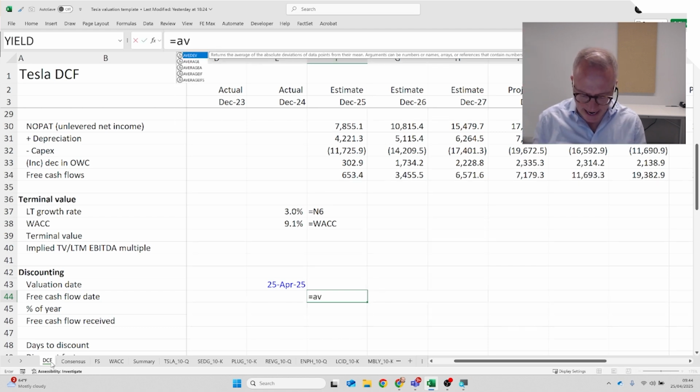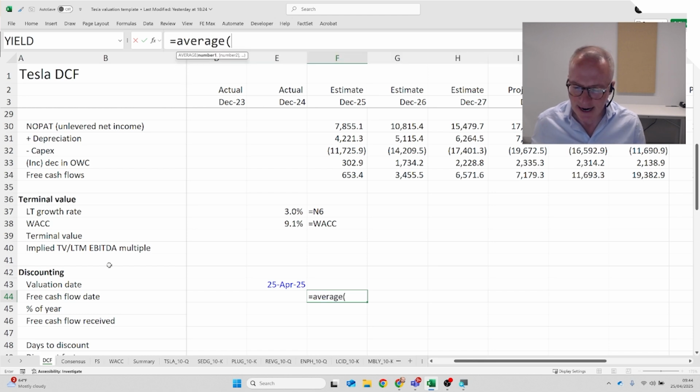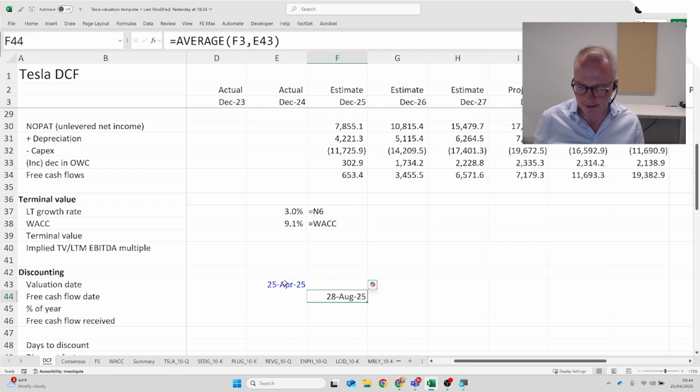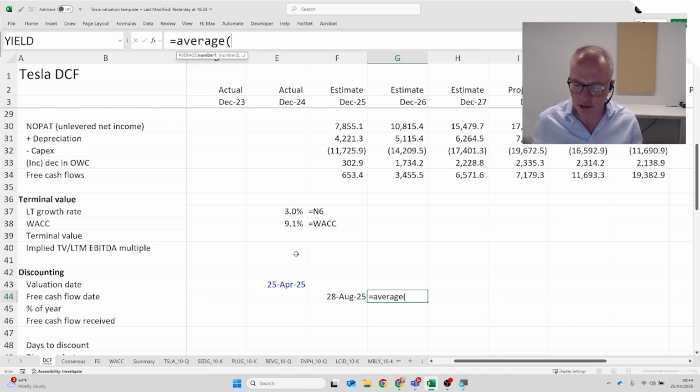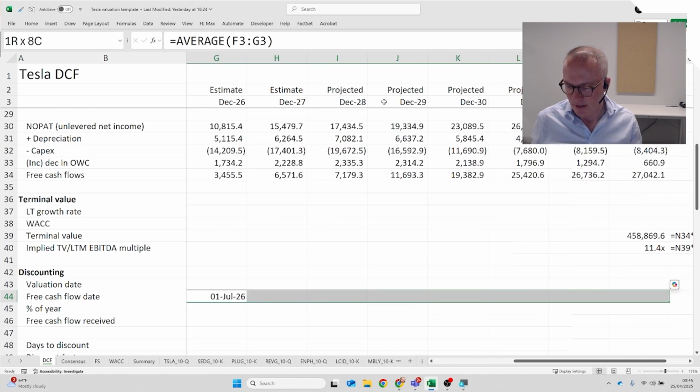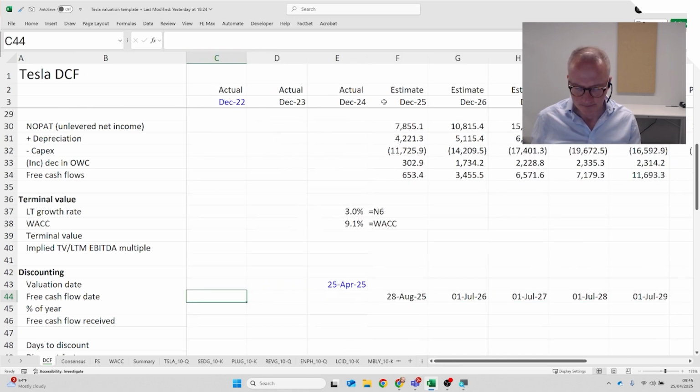So I'm going to use the average function to take the average of the year-end date and the valuation date, and that means the first cash flow is going to fall in the middle of those 2 days, April 28th. Then beyond that, I'll just take the average of the 2 year-end dates, so we get back to normal. It's just that first year which is a bit tricky. Then I've copied that to the end.